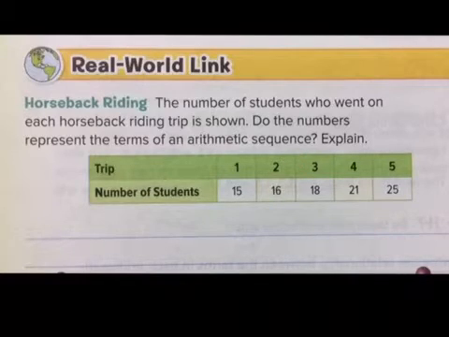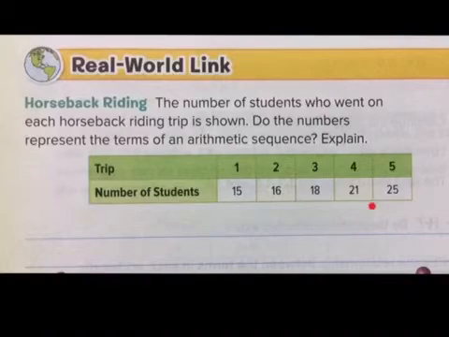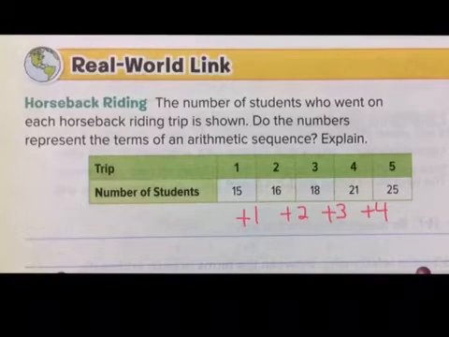On the third trip, we had 18 students. Compared to the second trip, it went up by 1. Compared to the first trip, it went up by 3. Then on the fourth trip, it went up by another 3 to 21. But then on the fifth trip, it went up by 4. So if I were to write the differences down, from the first trip to the second trip, it went up by 1, so plus 1. Second trip, plus 2. Third trip, plus 3. Fourth trip, plus 4. Well, you might think this is a pattern, 1, 2, 3, 4.